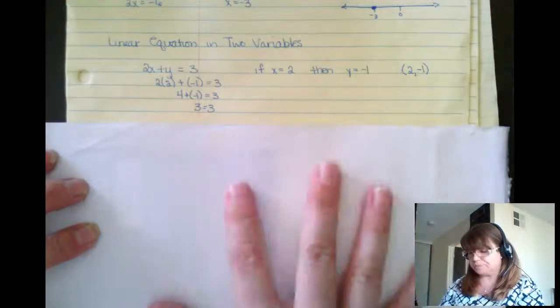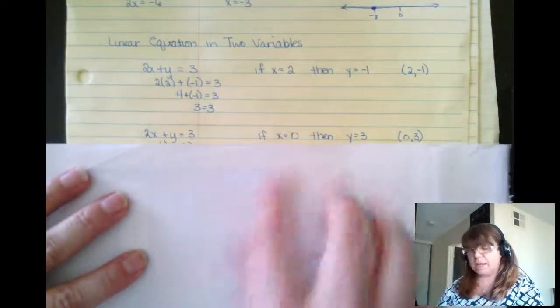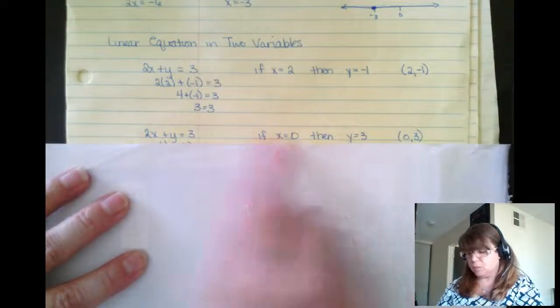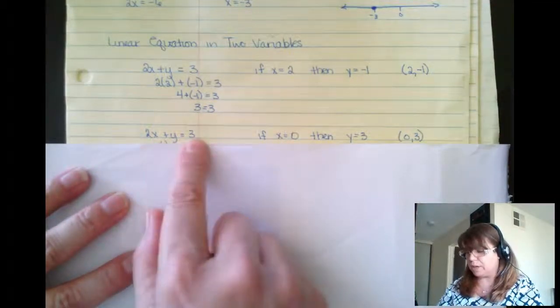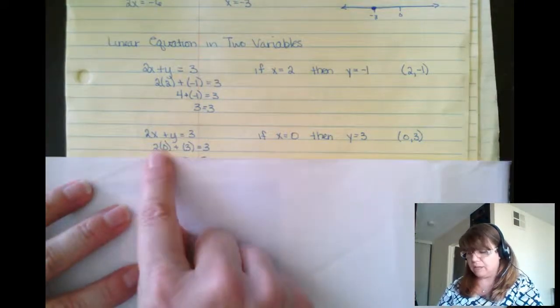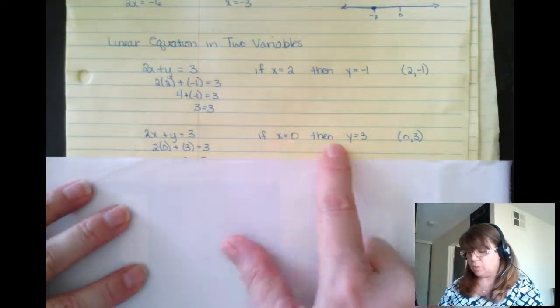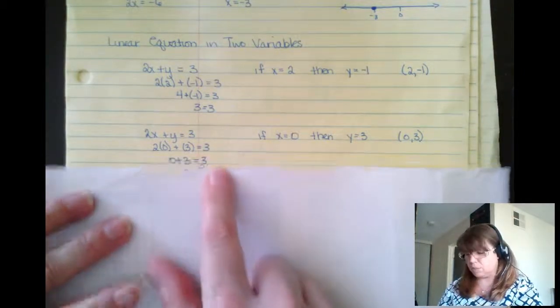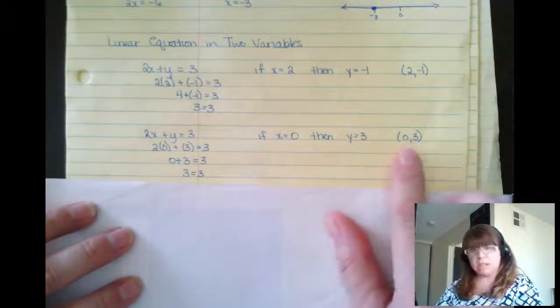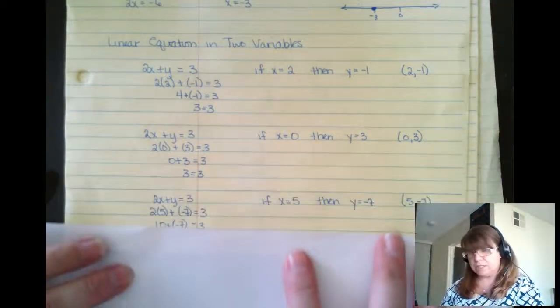3 equals 3. Let's try if I tell you x is 0. We'll plug in 0 for x. Well, 2 times 0 is 0, so y equals 3. Let's just verify. When x is 0, then y is 3, so 2 times 0 is 0 plus 3, it does equal 3. So another solution is 0, 3. Let's try another one.